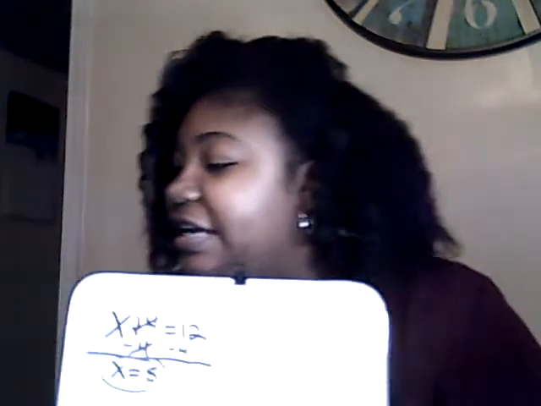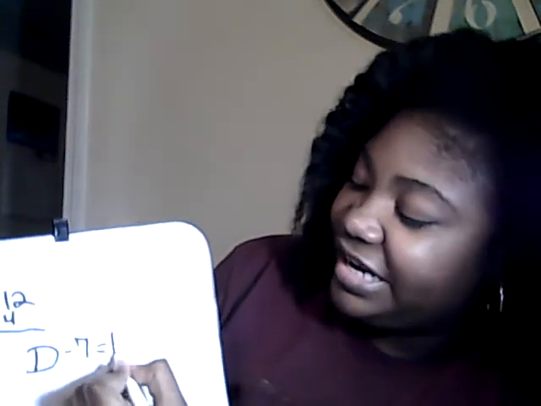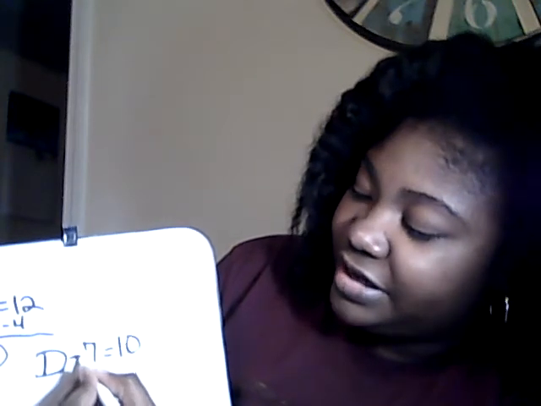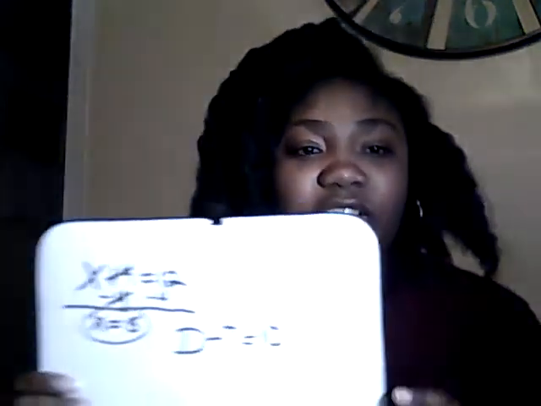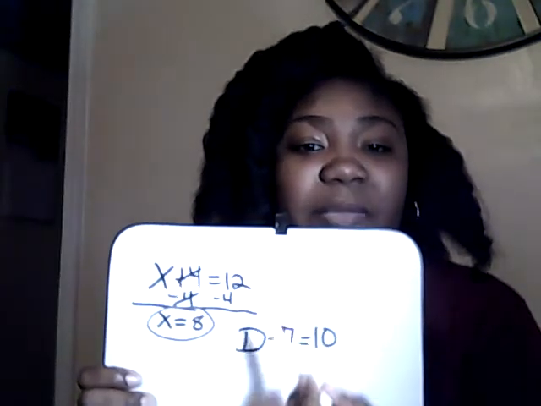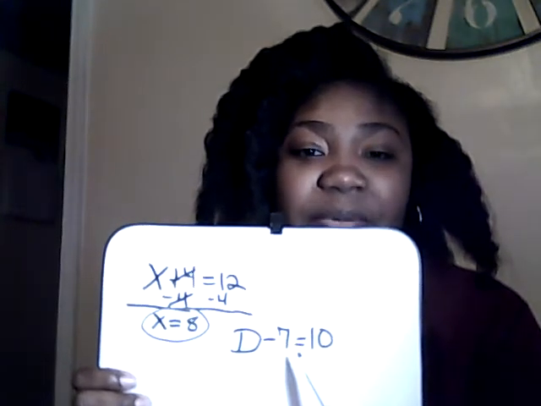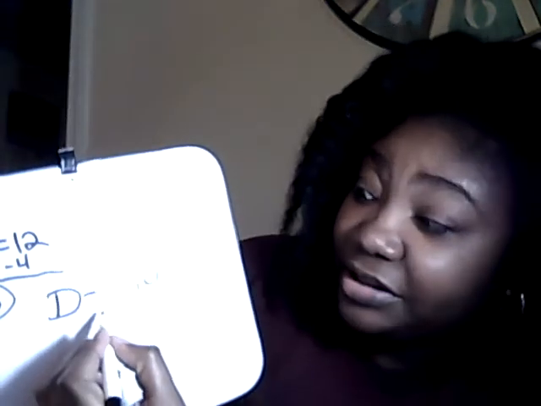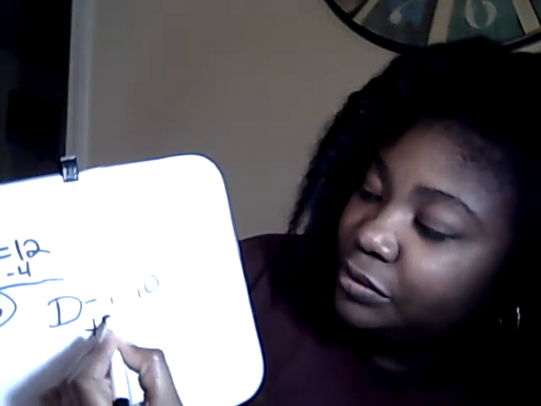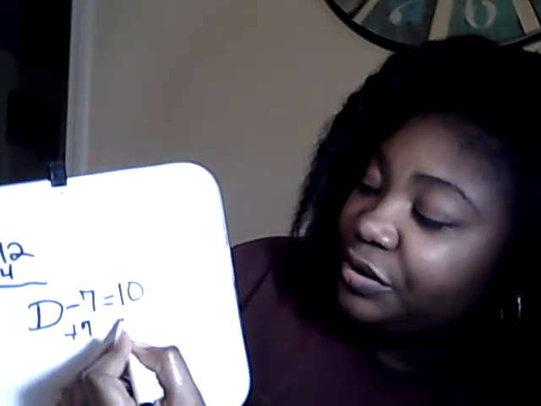So the next one is, I'll do it down here. D minus 7 equals 10. So we're going to do the same thing now. Up here at the top, it was positive, but down here is negative. So I'm going to do the opposite of negative 7, and the opposite of negative 7 is positive 7. So doing 7 here, and I have to also do it to the other side. Whatever you do on one side, you have to do it on the other side as well.